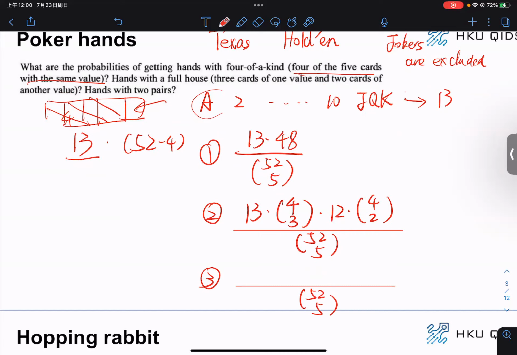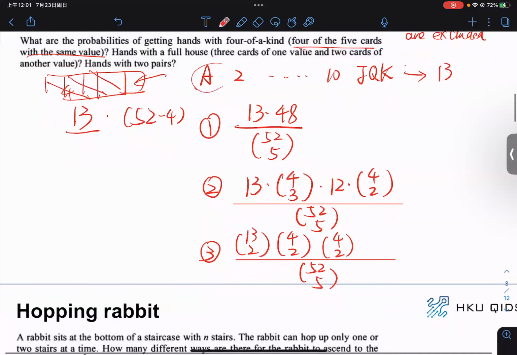The numerator this time is that we need to first find two different numbers, and each of them is going to form a pair. So we need to first pick 2 out of the 13 different numbers from A to K, right? And then among each of them, we only need to pick 2 out of the 4 because we have the club, the spade, the heart, and the diamond, basically those 4 suits. And so there are 2 pairs. So we have 13 choose 2, times 4 choose 2, times 4 choose 2 combination.